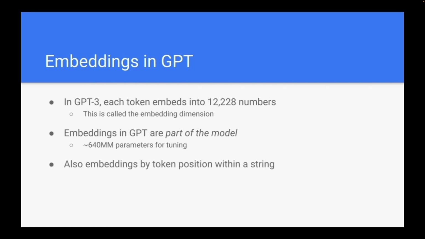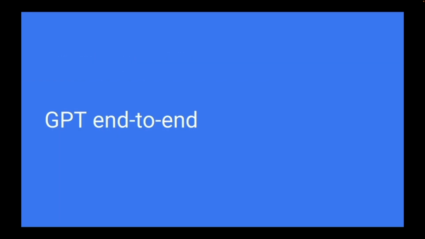And there's also embeddings by token position within a string. You might think a token might have different meaning if it's at the beginning, the middle, or the end of a string. And so we can take that into account with an extra embedding on the position. Okay, now that we've got numbers that we can do math with, we can go through GPT all the way from end to end.